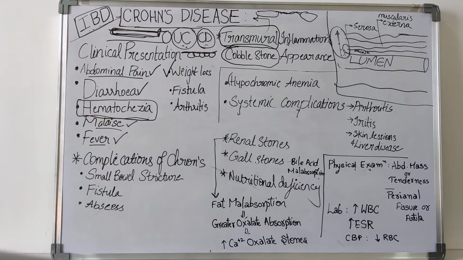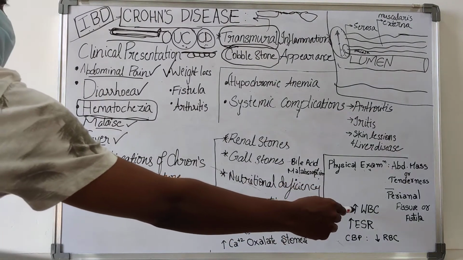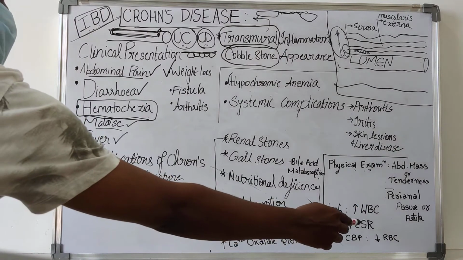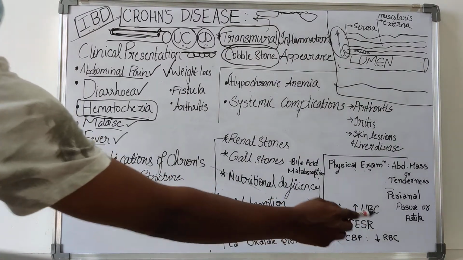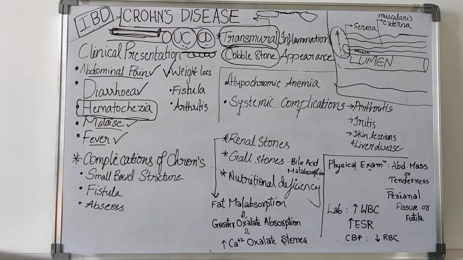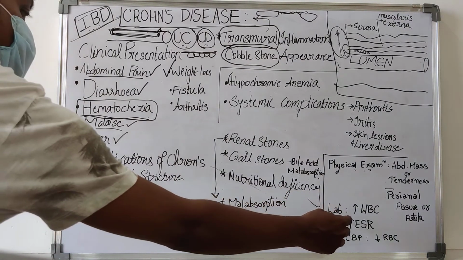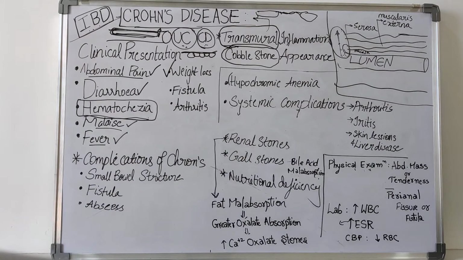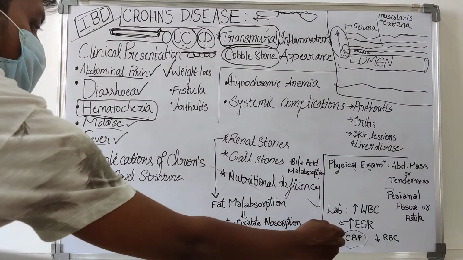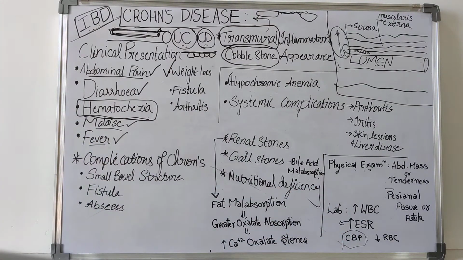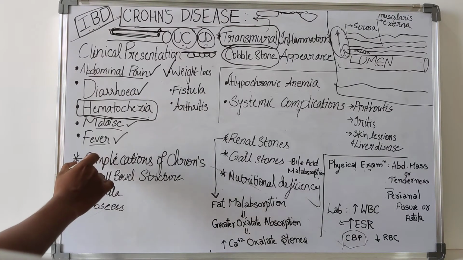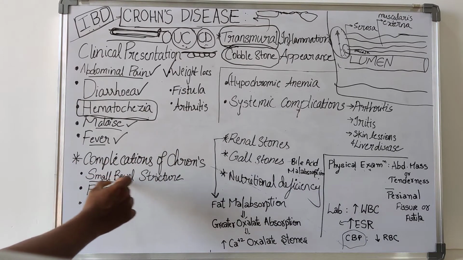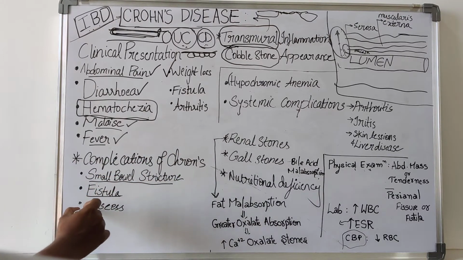When we order lab tests, we can notice that there will be increased WBC and increased erythrocyte sedimentation rate. The increased erythrocyte sedimentation rate indicates that there is presence of inflammation. And in the complete blood picture, we can see decreased RBC, that is anemia. So what are the complications that are present in Crohn's disease, and why are they occurring? Complications of Crohn's disease include small bowel strictures, fistulas and abscess.